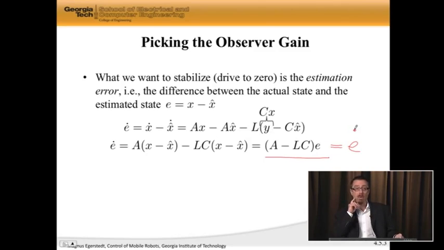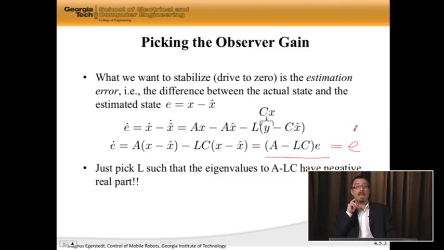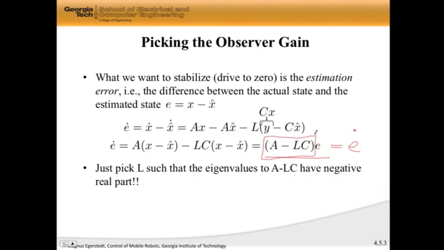So what we need to do now, of course, is pick L in such a way that the eigenvalues of this matrix, A minus LC, have negative real part. Because if we've done that, we've stabilized the estimation error. And I wonder how we should go about doing that. Actually, I don't wonder. We know how to do it.